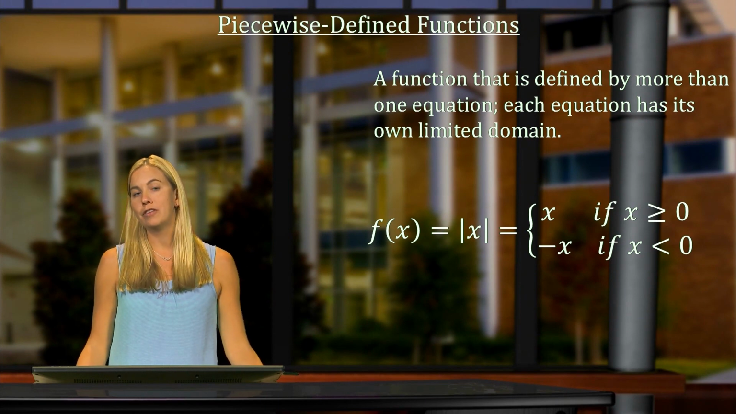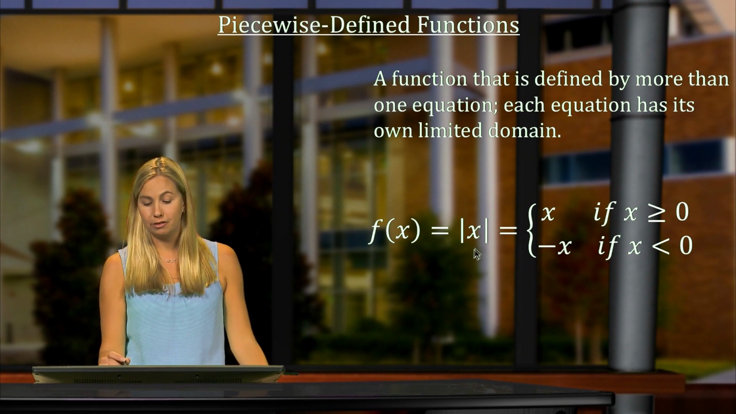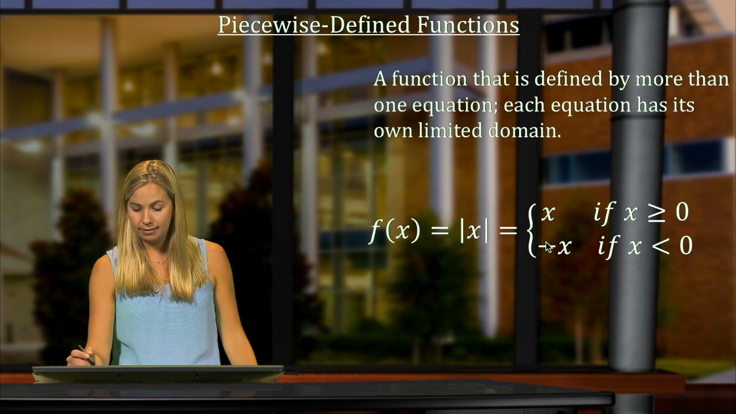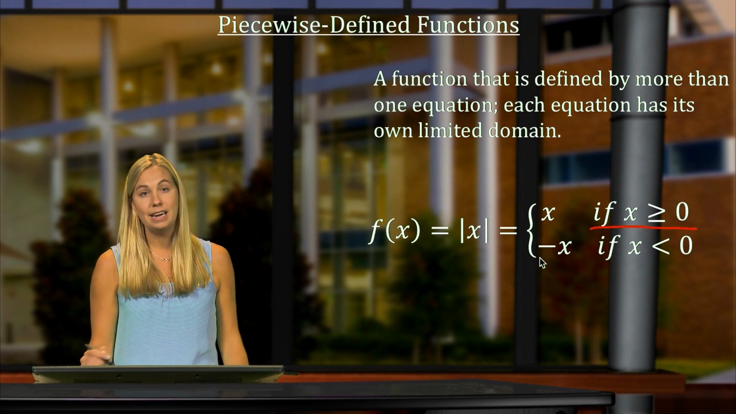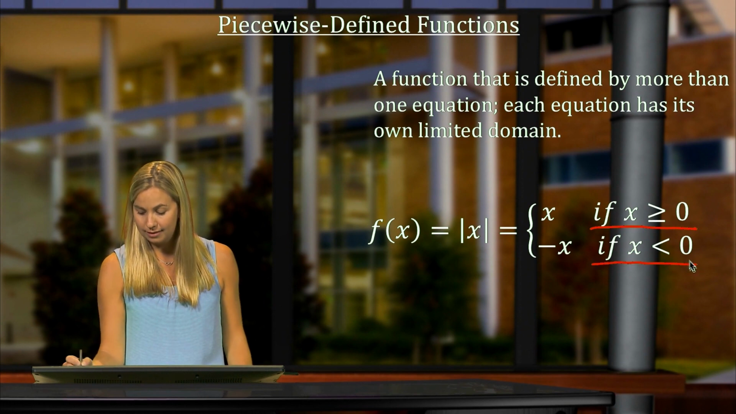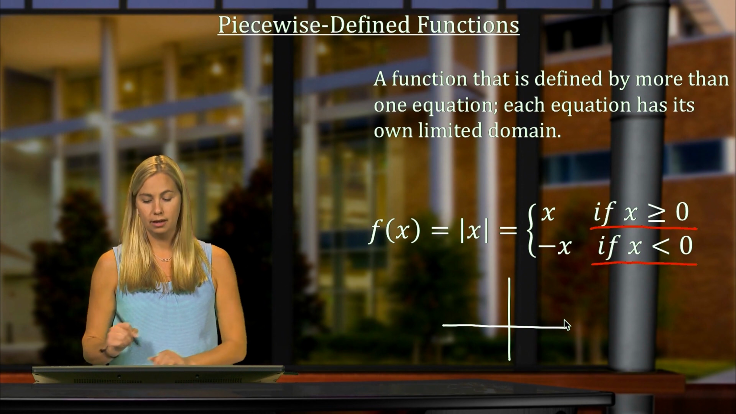Our most common piecewise function is actually the absolute value of x. A lot of us don't think of it as two different equations put together, but it is. The absolute value of x is defined by positive x if x is greater than or equal to 0, and negative x if x is less than 0. So I can quickly sketch what this looks like.